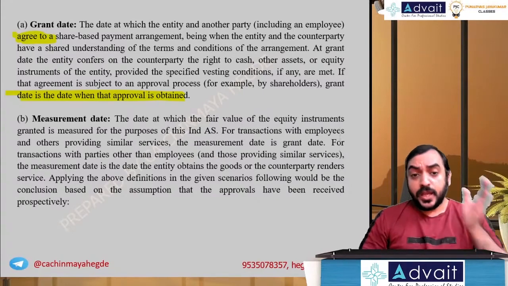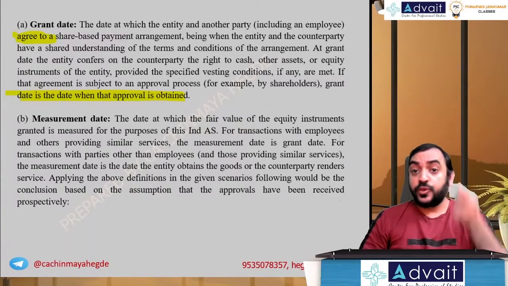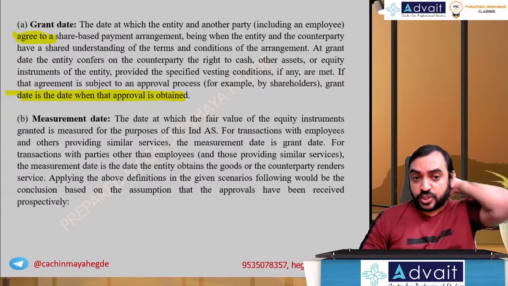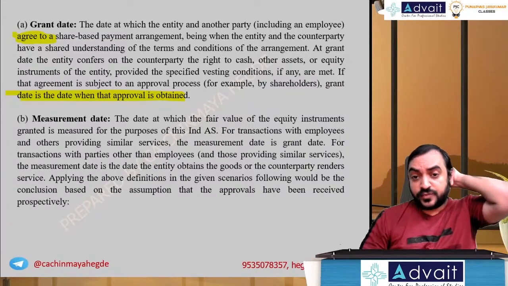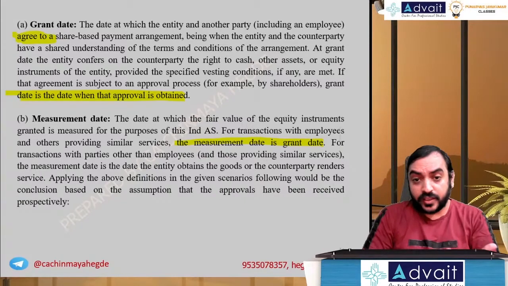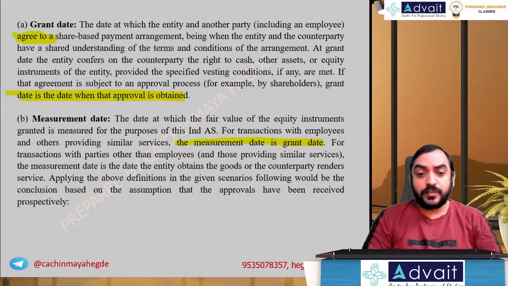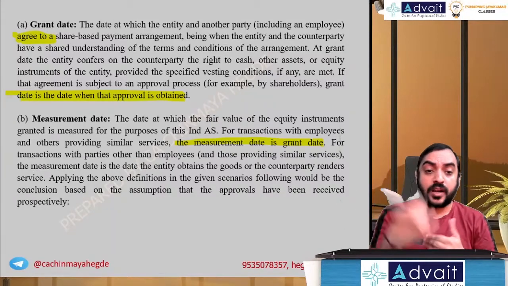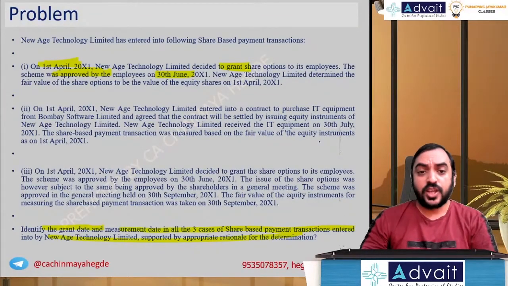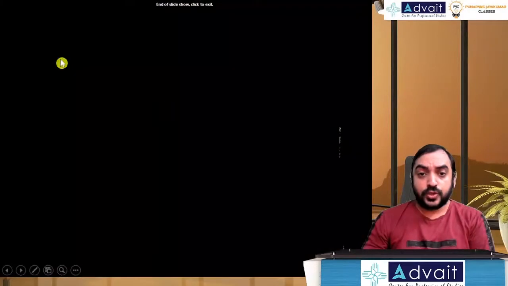That is grant date. Measurement date: the date at which the fair value is determined. When do you measure it? The date at which the fair value of the equity instrument granted is measured for the purpose of Ind AS. For transactions with employees and others providing similar services, the measurement date is the grant date. For transactions with parties other than employees, the measurement date is the date the entity obtains the counterparty's service, when the service is actually rendered. Applying the above conditions in the given scenario, following would be the conclusion. So in the first case, approval is on 30th of June and grant is given on 1st of April.